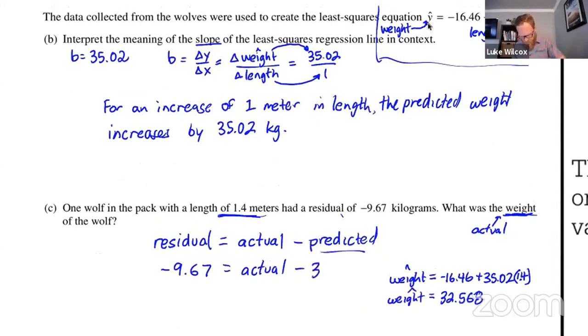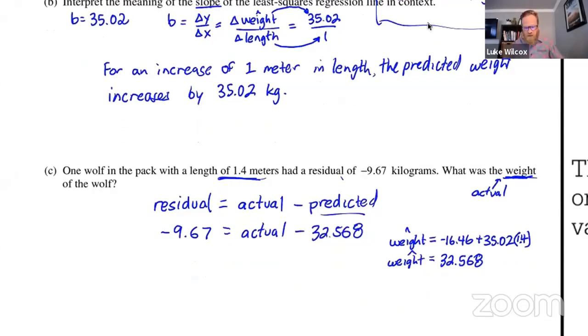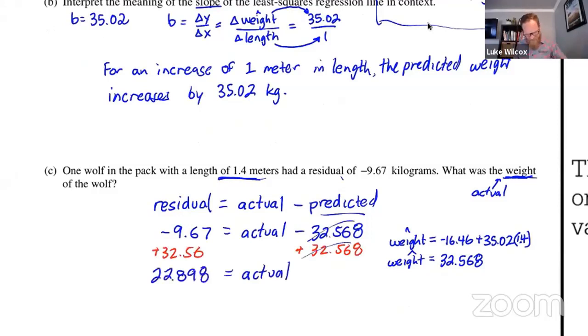It is 32.568. And we are left with a very simple algebraic equation to solve here. If we want to solve for the actual value, we need to add 32.568 to both sides of the equation. And this will cancel, and we will be left with an actual weight of 22.898. And I want to make sure I include units in my answer. This is an actual weight, so the units on it should be kilograms. So I'm going to say 22.898 kilograms is my final answer here.